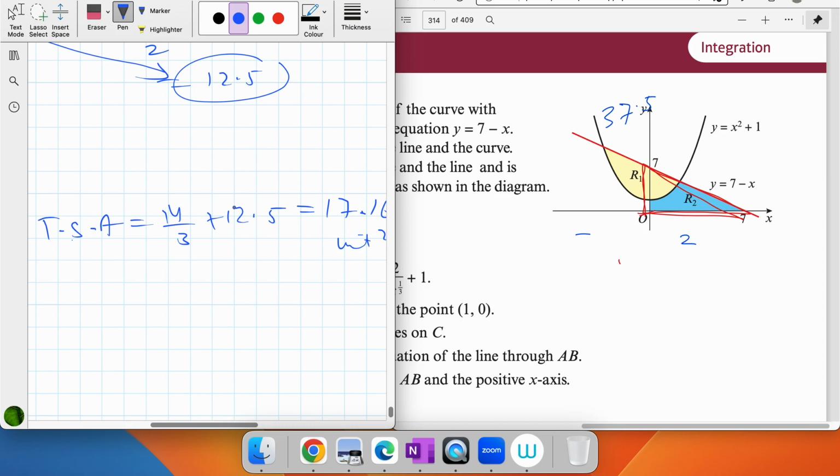I'm having an issue with my calculator. That's why I'm converting them into decimals. Getting it?